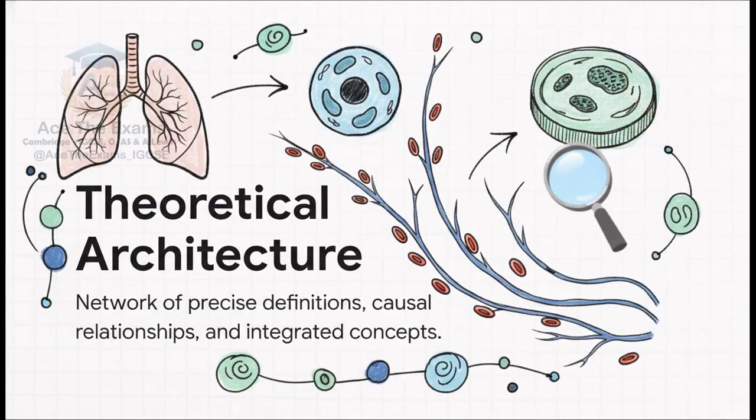This is where your theoretical architecture comes in. It's absolutely crucial. Cambridge heavily rewards students who show a connected, conceptual mastery. You really need to view section 8.2 not just as an isolated chapter, but as a giant, interconnected network. Ask yourself, how does gas transport connect to the cell surface membrane?